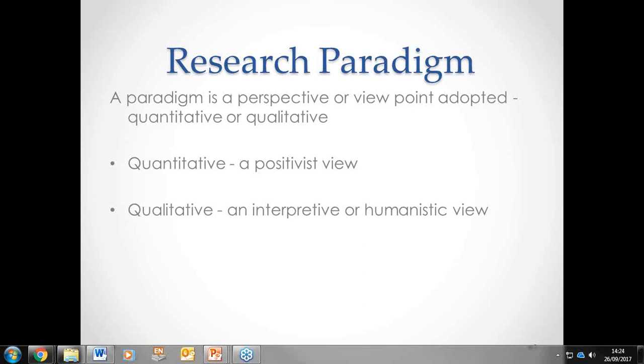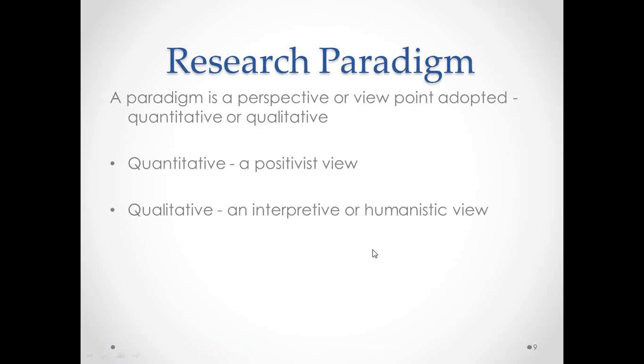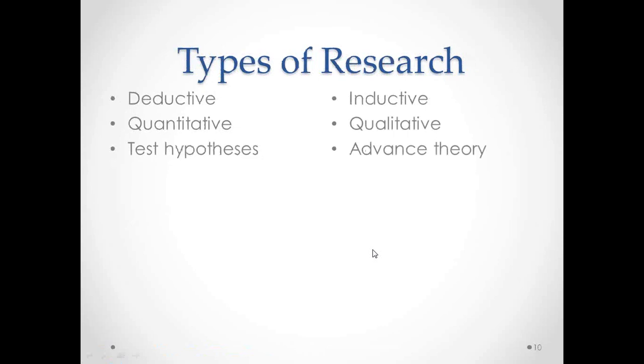In research terminology, we talk about paradigms. A paradigm is a perspective, a viewpoint that can be adopted. So we talk about quantitative research and qualitative research. We might refer to quantitative research as the positivist view, and qualitative research as a humanistic or interpretive view. So two different paradigms, two different perspectives and viewpoints on the research and the research area.